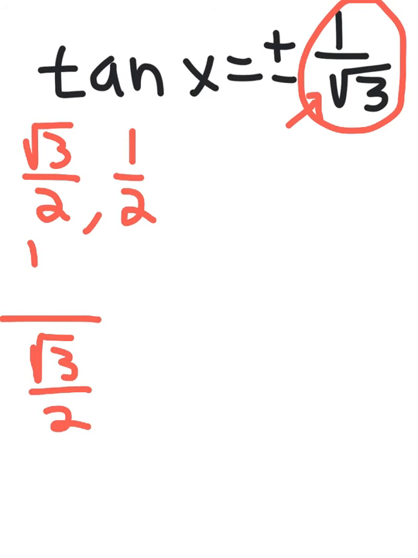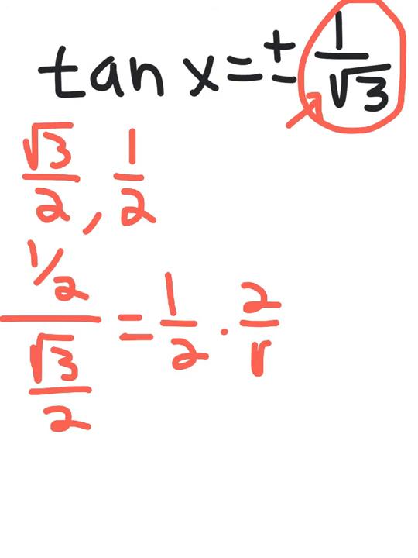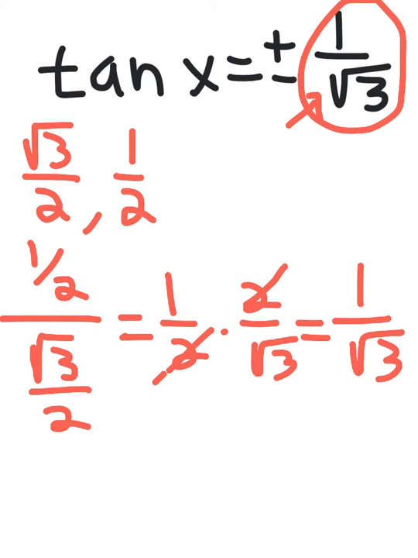My numerator is going to be 1/2. So when I invert and multiply, I'll get 1/2 times 2 over the square root of 3. I can see the 2's go away or cancel out, and I'm left with 1 over the square root of 3.